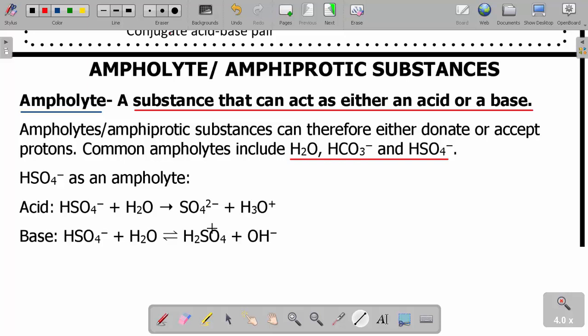Take note of the charges. This is -1, so this side I have -2 plus +1, which gives me -1 overall. So the -1 this side must have a -1 at this side overall. Here this is -1, but after accepting a proton from water, the OH remains with the -1. So you see, -1 this side, so they are balanced. So that is how the ampholyte functions. Okay, let us proceed.